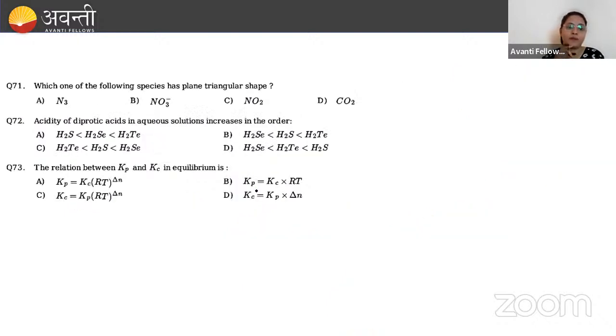Next, which one of the following species has plane triangular shape? Not plane, it is planar. It will have planar triangular shape. So which will have planar triangular shape: N3 minus, NO3 minus, NO2 or CO2? Can you tell me?